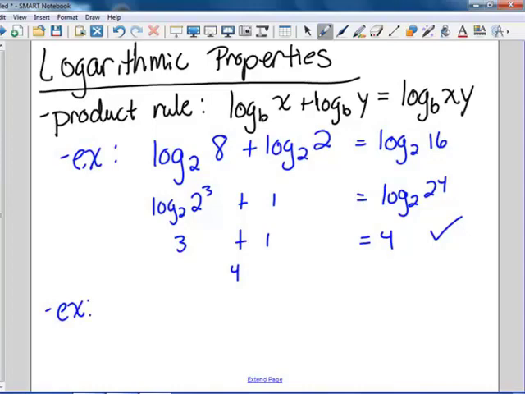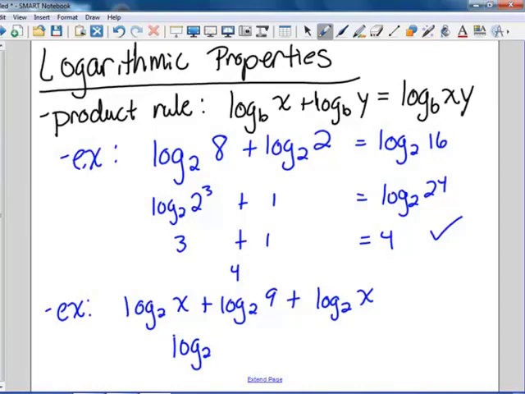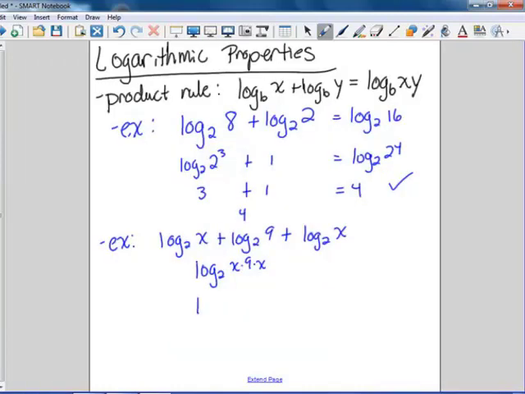Let's do one more of the product rule. How about log base 2 of x plus log base 2 of 9 plus log base 2 of x. Okay, so I can multiply all those together, the x, 9, and the x. So that would be x times 9 times x, which I can simplify to 9x squared. So log base 2 of 9x squared.